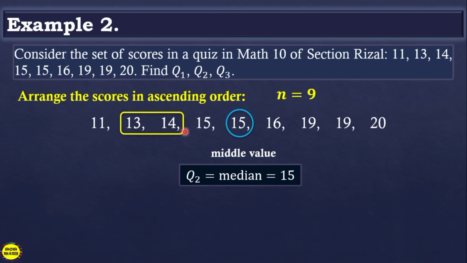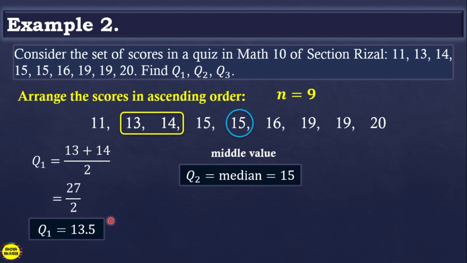So ang ginagawa natin pag ganito, sabi ko nga ang pagkuha nito ay kagaya lang ng pag-compute ng median. Since may apat tayo, ibig sabihin meron tayong dalawang middle value. So ang gawin natin, add natin silang dalawa. So 13 plus 14 divide by 2. The answer is 13.5. Since 27 divided by 2, that is 13.5.